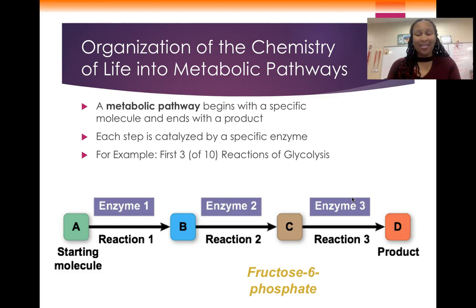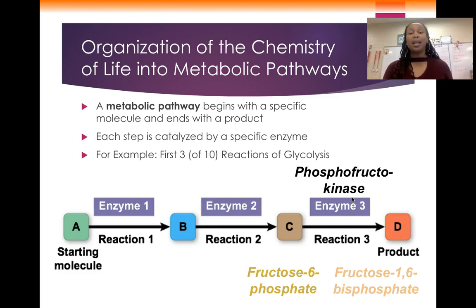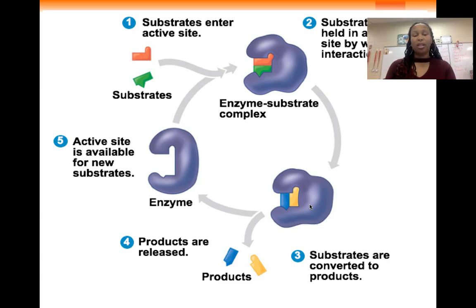This fructose 6-phosphate is now my new starting product. This is another intermediate. The reaction of fructose 6-phosphate is going to be catalyzed by phosphofructokinase. And this is going to, at the expense of one ATP molecule, turn fructose 6-phosphate into fructose 1,6-bisphosphate. Now this process continues. There's 6 more steps. There's 10 steps in all in glycolysis, but this is just an example of how this reaction would be catalyzed by different enzymes at different steps.